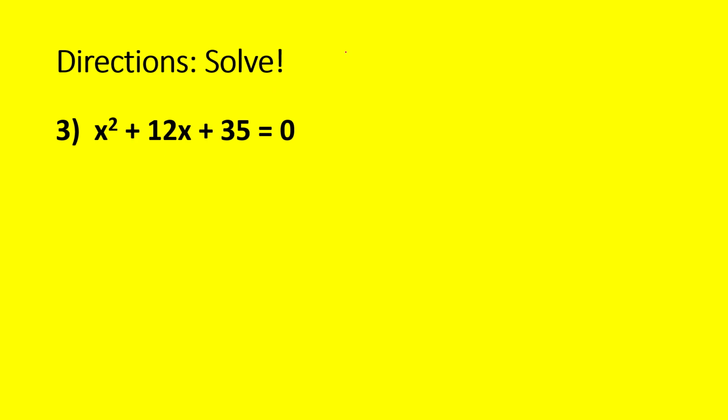Or we can save ourselves some time, go ahead and factor this down and know what our solutions are going to be really quickly. So we need two numbers that add up to 12 and multiply together to give us 35. Hopefully we're thinking 5 and 7. Now, my leading coefficient here is 1, so these are my factors: x plus 5, x plus 7. If I multiply those together, I get x squared plus 12x plus 35. So that equals 0.